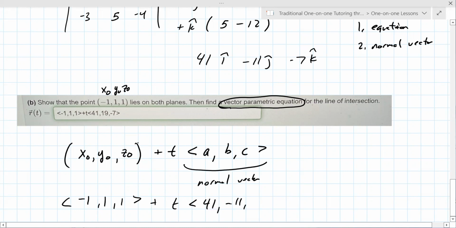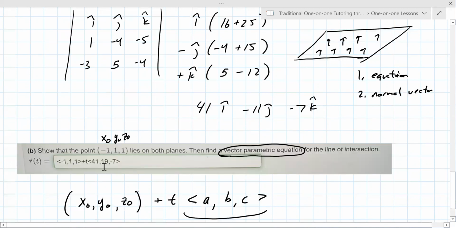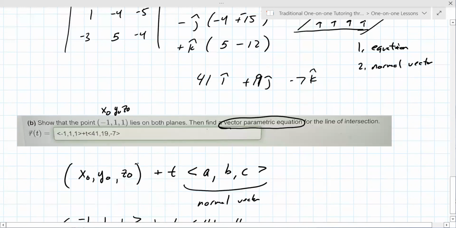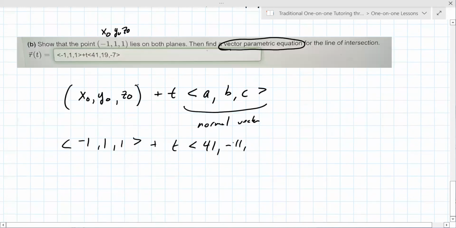How did I get the normal vector? From the previous problem. Oh no, it's part B, the same problem. This is right though, isn't it? Yes. I added wrong. This should be plus 19. I just made a mistake in my addition. So it's just your other answer. Okay, okay.